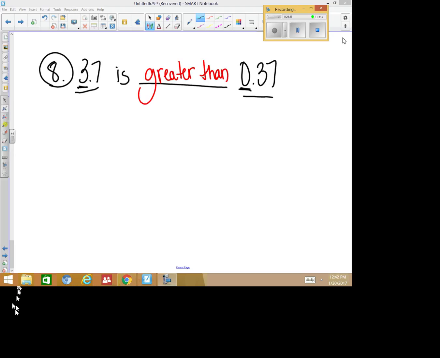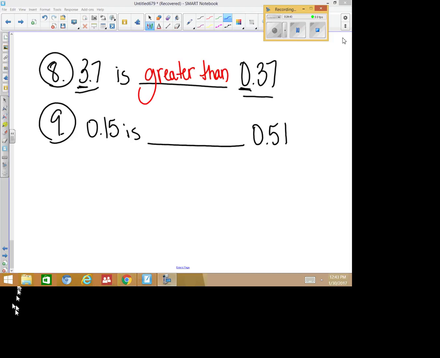So number 9. 0.15 is what? Hold on. 0.51. So look at this one. They both have 0 ones, right? This one has 1/10. This one has 5/10. So this one is what? Less than. Good.